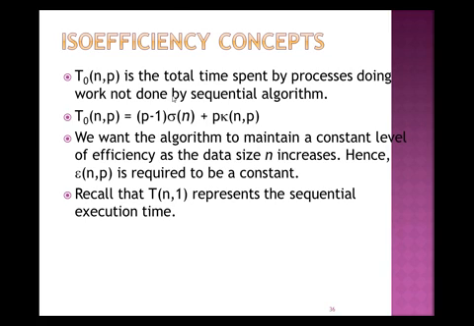Then this is the formula that is used: T0(n,p) equals (p minus 1) sigma(n) plus p kappa(n,p). We want the algorithm to maintain a constant level of efficiency as the data size n increases. Hence, epsilon(n,p) is required to be a constant. Recall that T(n,1) represents the sequential execution time.